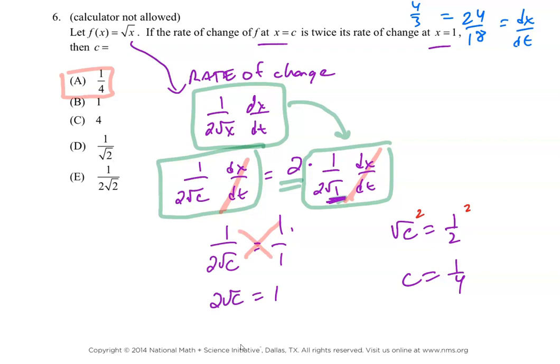Oh, so you put 1 over 2 square root c dx dt equal to 2 times 1 over 2. Yeah, exactly. I thought you were changing it to that. No, I'm just setting those equal, and then I just followed that through and solved that. Okay?